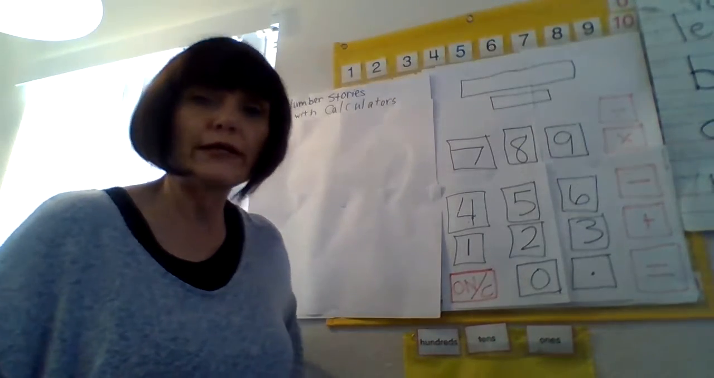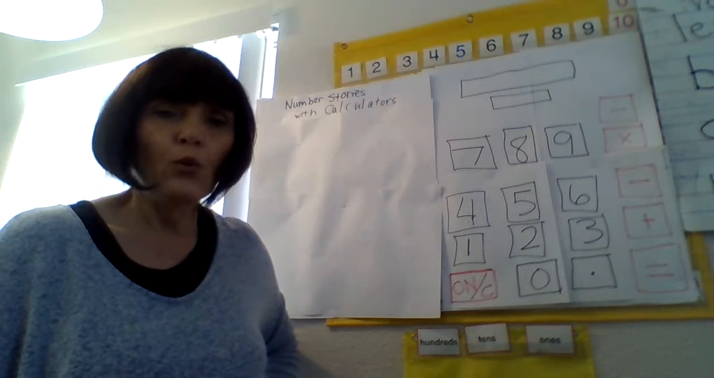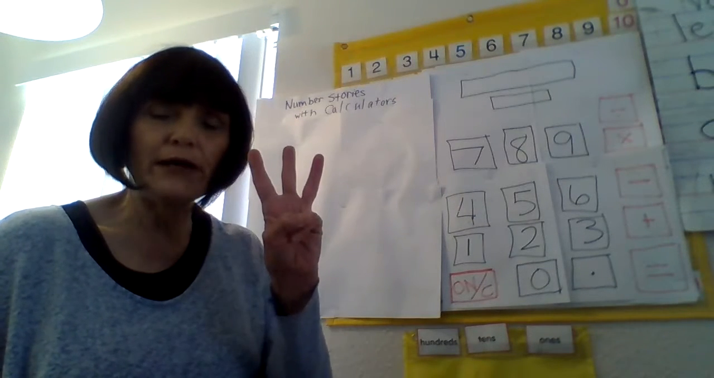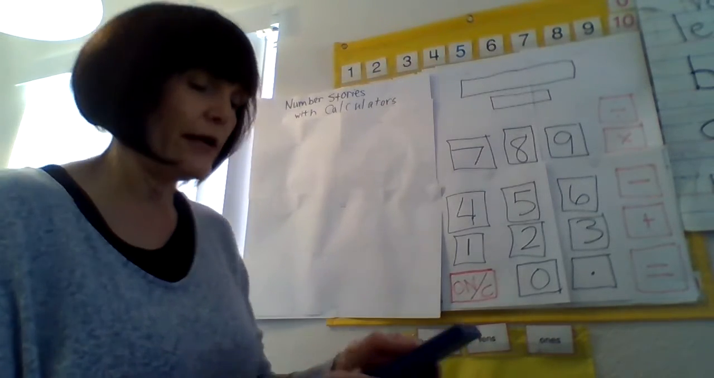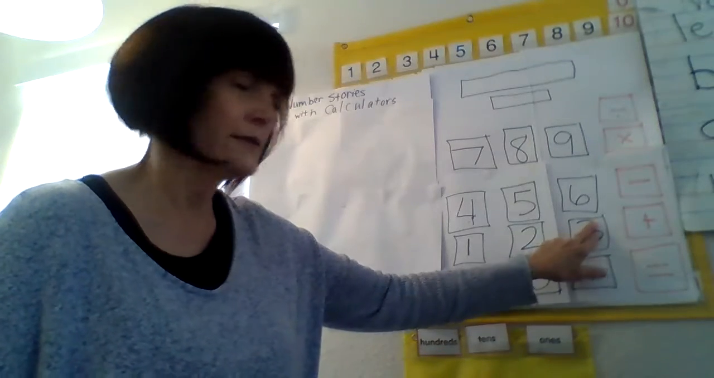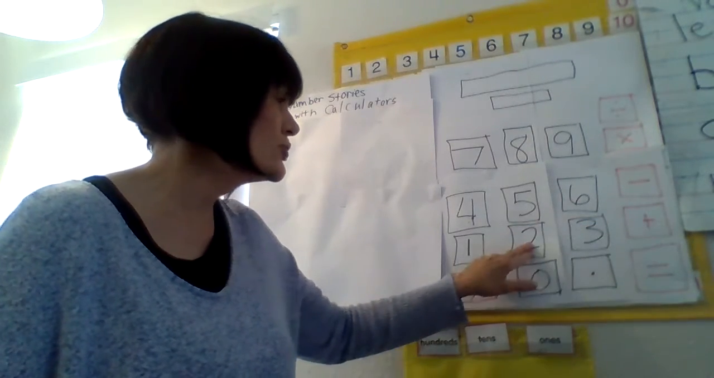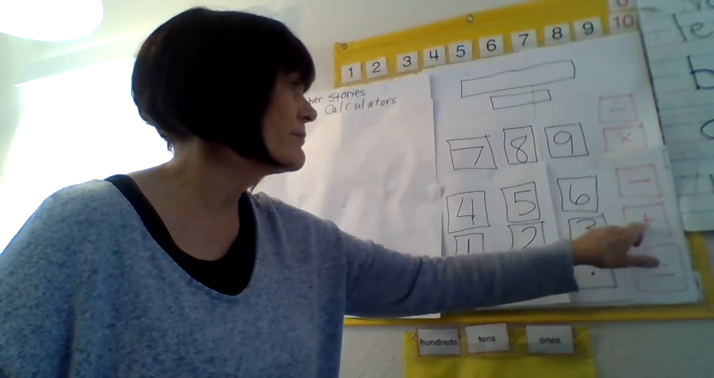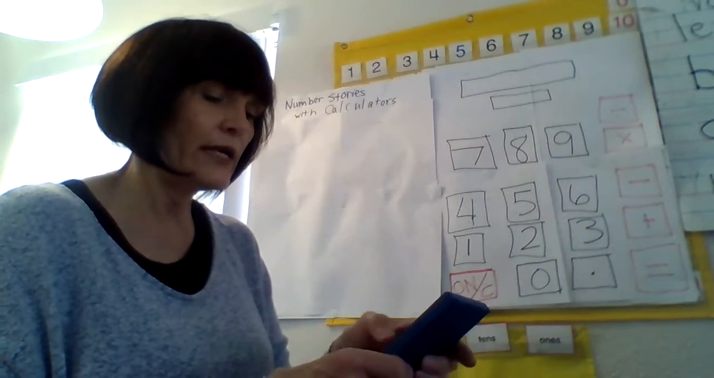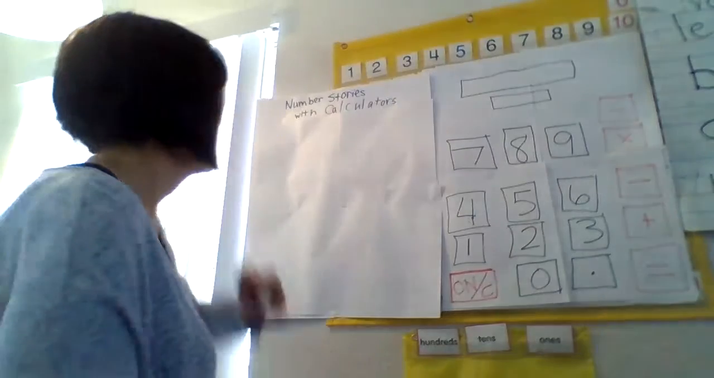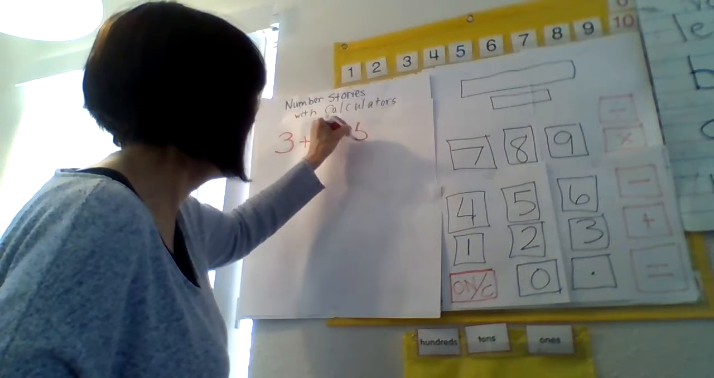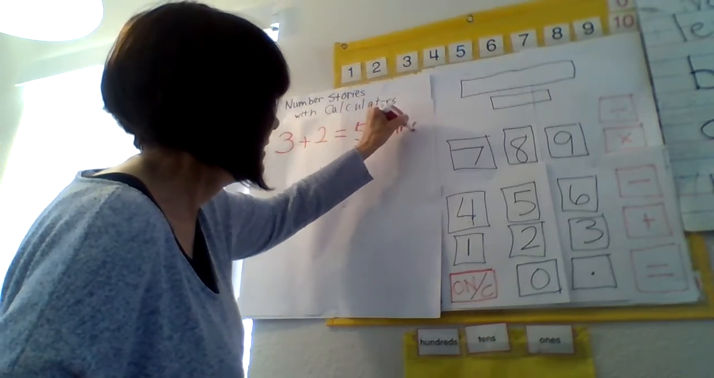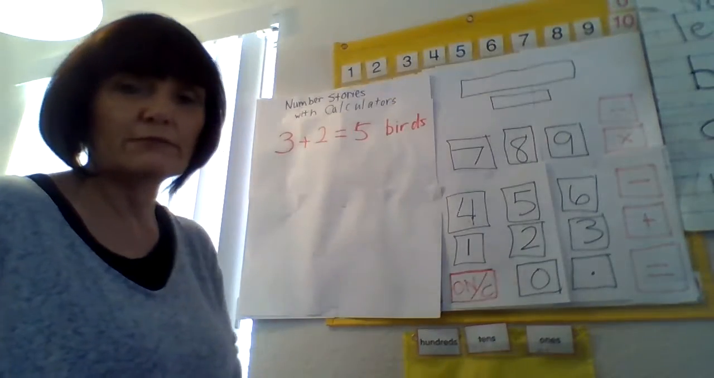Now for our number story. Here I go. One day I went in my backyard. I saw 3 sparrows and 2 robins. How many birds did I see? All right, here we go. Press the 3 plus the 2 equals. 3 plus 2 equals. Ooh, I got 5. That's right. Okay. 3 sparrows plus 2 robins equals 5 birds. All right. I saw 5 birds outside when I was in my yard.